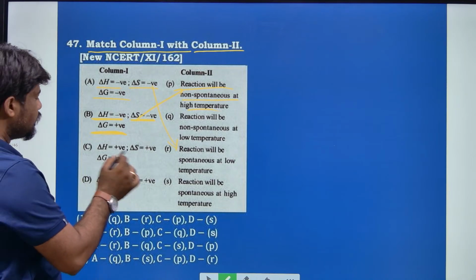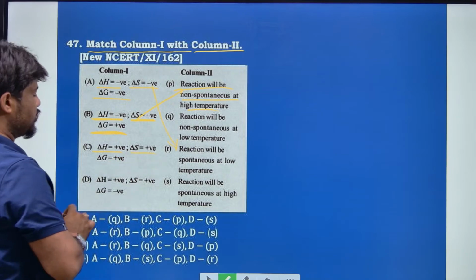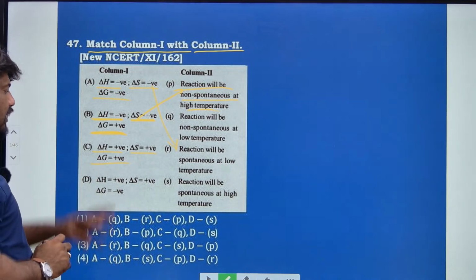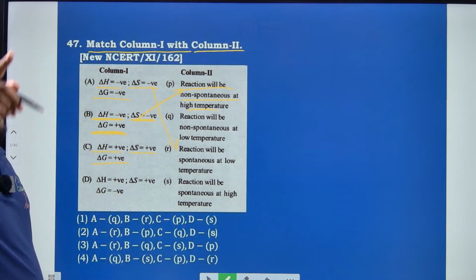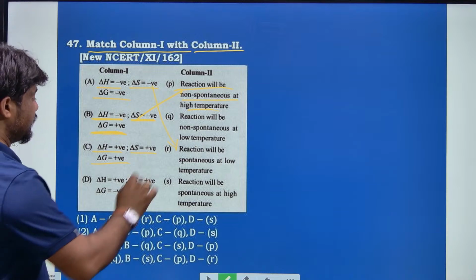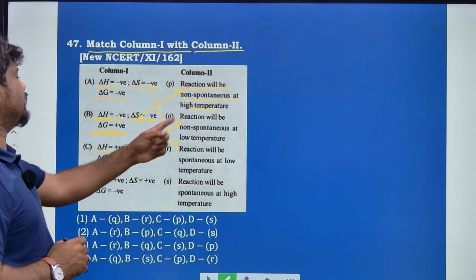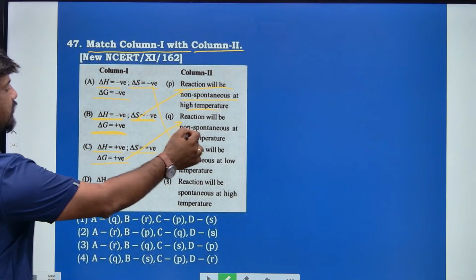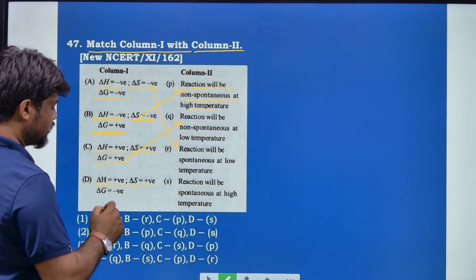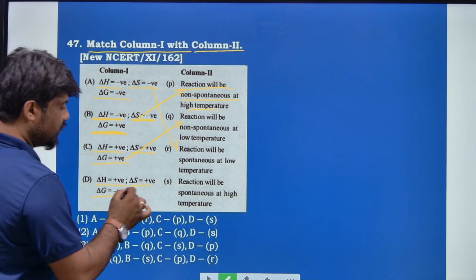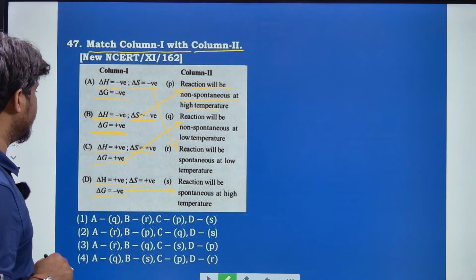Next, delta H is positive, delta S is positive and delta G is also positive. If all are positive, then the reaction is non-spontaneous at lower temperature. So option C is related to Q: the reaction will be non-spontaneous at low temperature. At last, delta H is positive, delta S is positive, delta G is negative. The reaction will be spontaneous at high temperature.